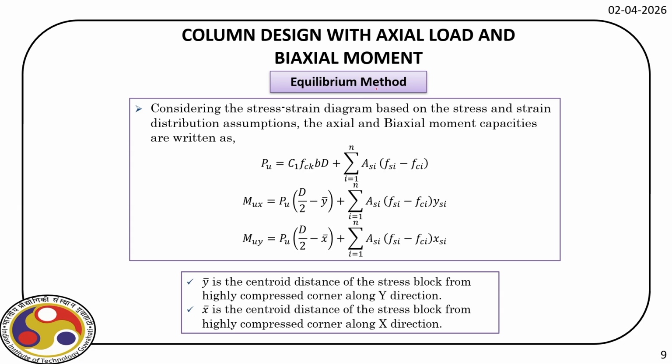Now when we have this biaxial bending, let us consider the stress strain diagram, and the equilibrium method tells us the governing equations for axial load, moment about x and moment about y. As you can see, again in this case we have the contribution from the steel and concrete. We also identified that in the previous case.